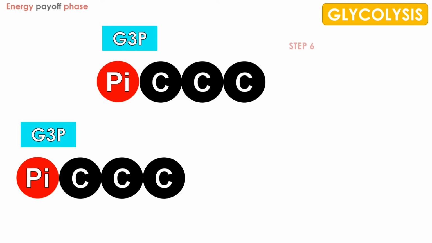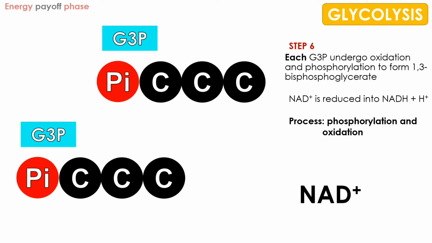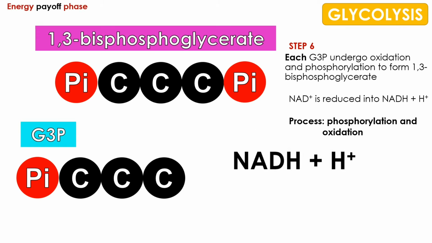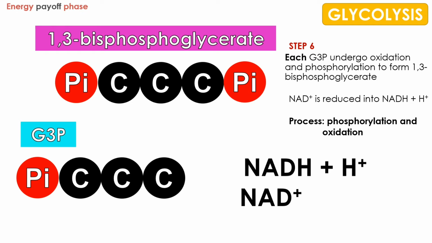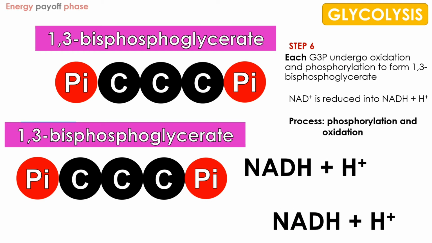Next, G3P will enter the energy payoff phase of glycolysis, where in step 6, each G3P will undergo oxidation and phosphorylation to form 1,3-bisphosphoglycerate. Oxidation of G3P will remove electrons, which will be transferred to NAD+, and reduces NAD+ into NADH plus H+. This redox reaction will occur twice since we have 2 G3P molecules from the energy investment phase.